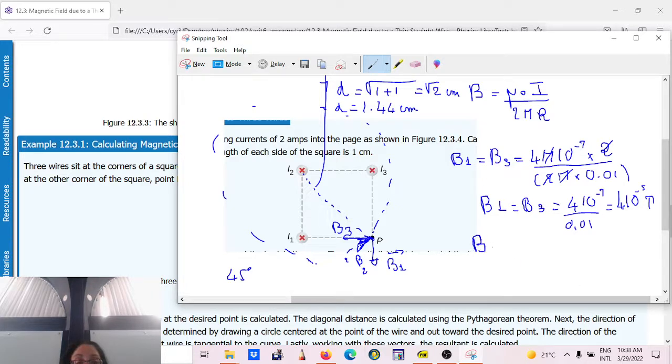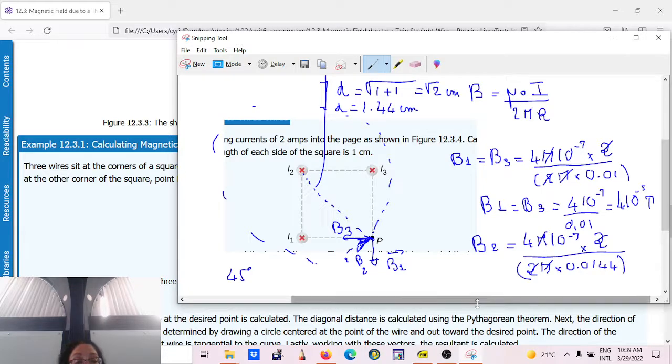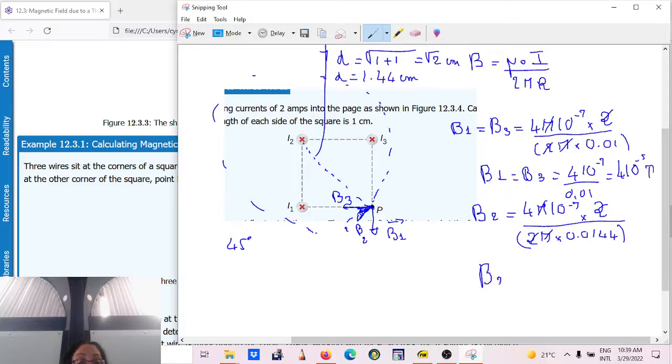Okay, so B2 equals 4 pi 10 to the negative 7 times 2 amps over 2 pi times 0.01441. How much is that? Is that right? Okay.